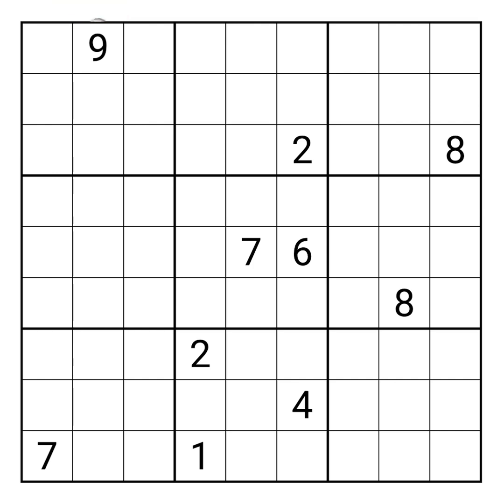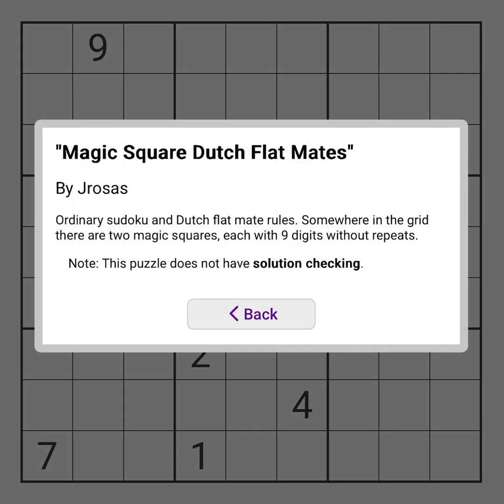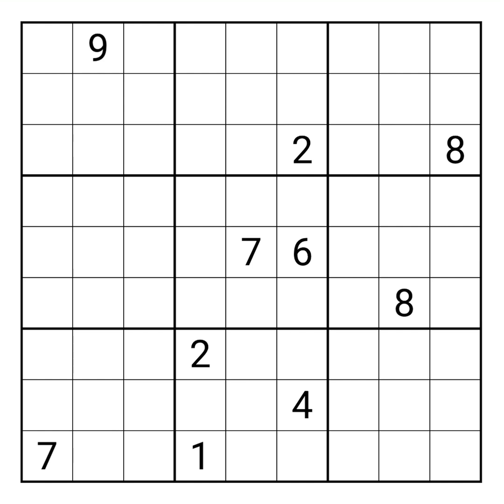Today I'm solving my puzzle, Magic Square Dutch Flatmates. The rules are ordinary Sudoku and Dutch flatmate rules. So there are two magic squares, each with 9 digits. The Dutch flatmate rule is that a 5 is always below a 1 or above a 9 or both.